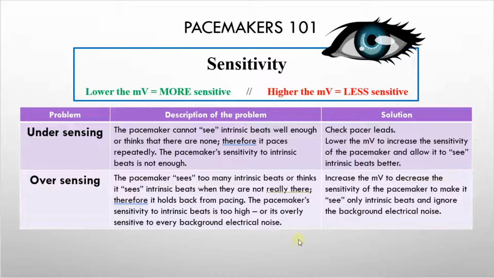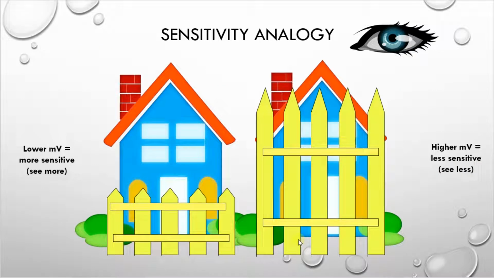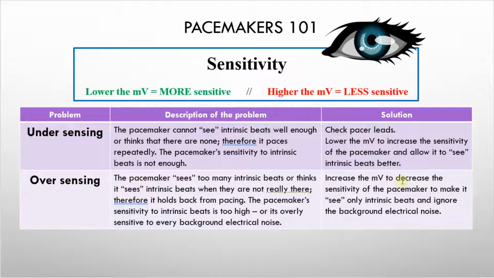The issue with this is that the patient will have reduced cardiac output because the patient will be missing quite a few heartbeats. And if we look at our analogy from here, then it will be this house on the left side here. We're seeing too much of the house. We're too sensitive. We see too much. So one of the solutions would be to raise the fence or raise the millivolts. So then when we do that, we will be able to filter through some of the things that we want to see and the things that we do not want to see.